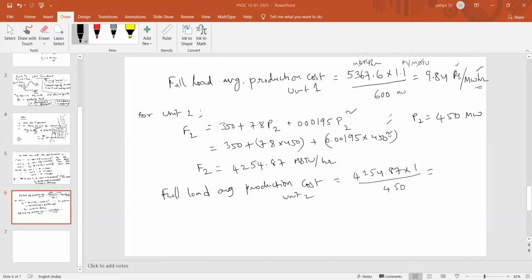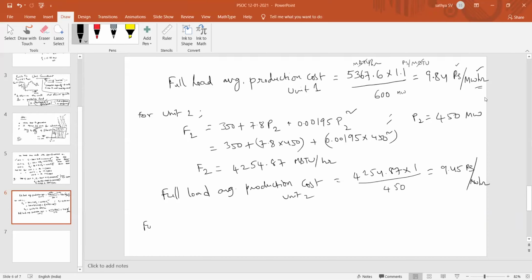9.45, yes, good one, Nikita, correct. 9.45 rupees per megawatt hour. Remaining people also try to do, ma'am. Very important method. We are having only 3 methods in this unit commitment unit. This is the first method, simple method. Later we will go for dynamic programming, a little bit complex, and later the Lagrangian multiplier method. One method should be mandatory, they will ask in your JNTU examination, so try to solve.